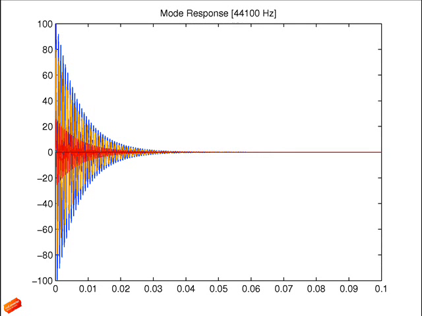This is the graph of the modes, or different signals from each individual spring generated by our program. The sample rate is 44 kHz. After we sum the different modes, we get this as the total audio signal.